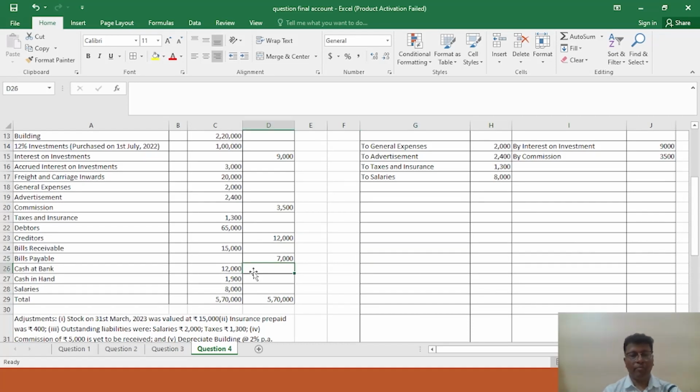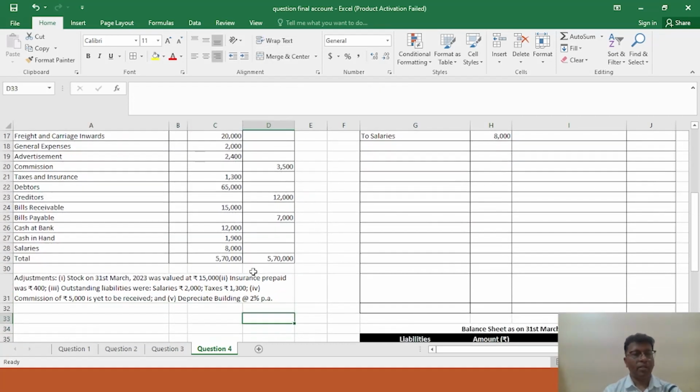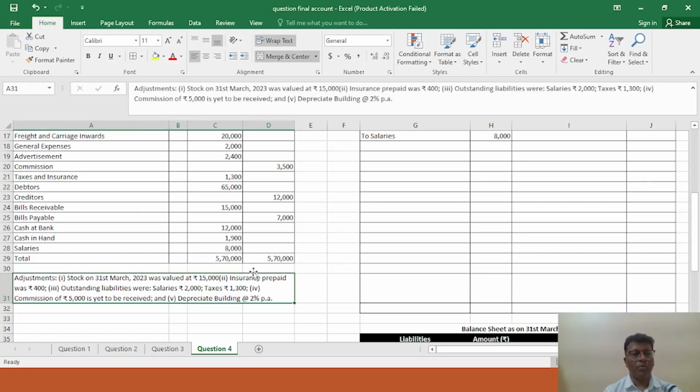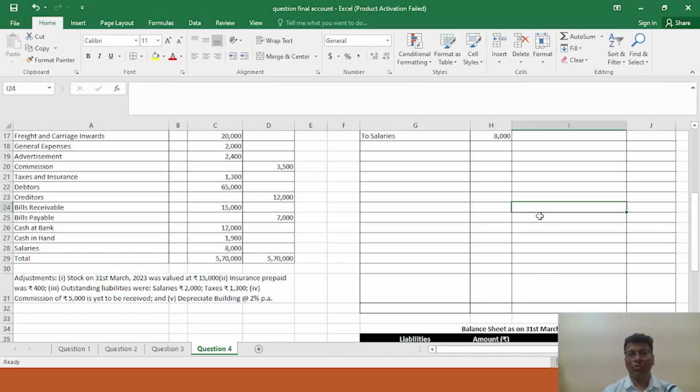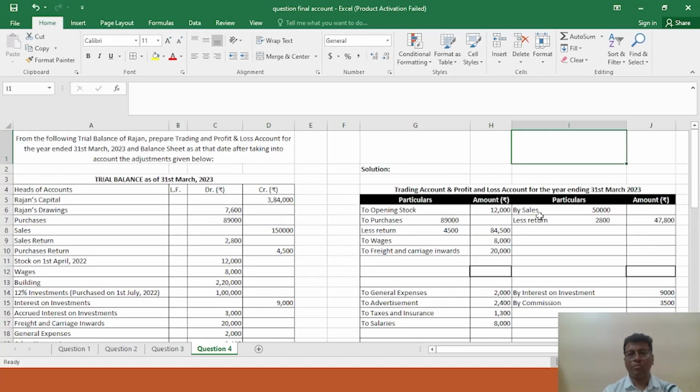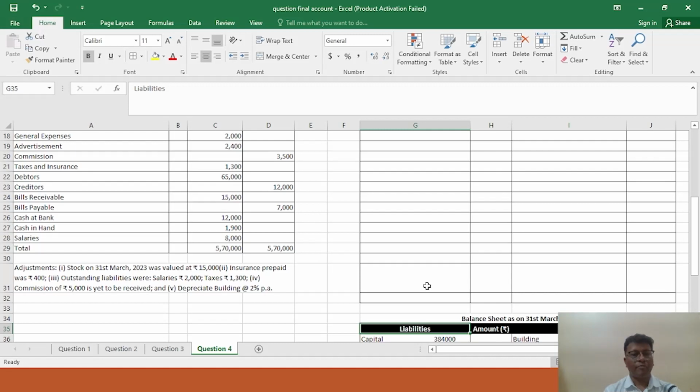Now time is for making adjustments, right? Already you are aware after practicing a few questions. Stock on 31st March is valued at 15,000. So we have to mention this closing stock on this side, and also on the asset side, 15,000.